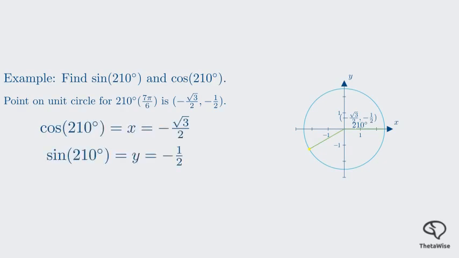Now let's try an angle in a different quadrant, like 210 degrees, or 7 pi over 6 radians. This angle is in the third quadrant. The point on the unit circle is (negative square root of 3 over 2, negative 1/2). So, cosine of 210 degrees is negative square root of 3 over 2, and sine of 210 degrees is negative 1/2. Notice how the signs of the coordinates tell you the signs of the trig functions in each quadrant. So the unit circle provides a universal way to define and evaluate trigonometric functions for any angle.